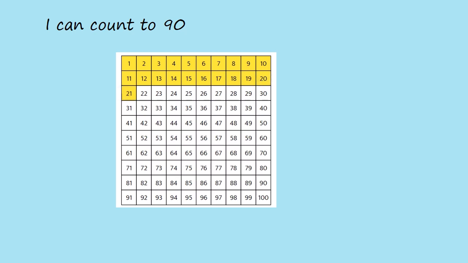18, 19, 20, 21, 22, 23, 24, 25, 26, 27, 28, 29, 30, 31, 32, 33, 34, 35, 36, 37, 38, 39, 40, 41, 42, 43, 44, 45, 46, 47, 48, 49, 50, 51, 52, 53, 54, 55, 56, 57, 58, 59, 60, 61, 62, 63, 64, 65, 66, 67, 68, 69, 70, 71, 72, 73, 74, 75, 76, 77, 78, 79, 80, 81, 82, 83, 84, 85, 86, 87, 88, 89, 90.